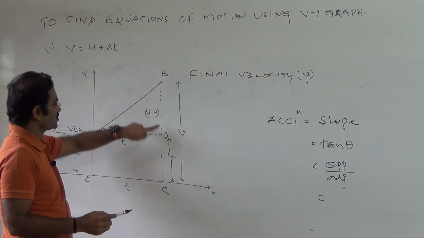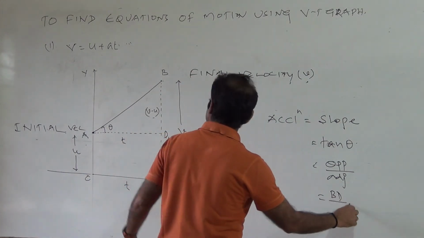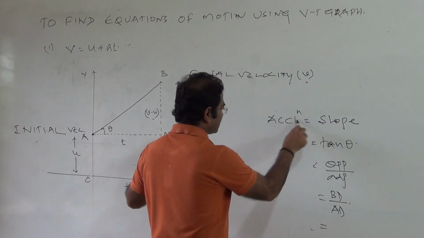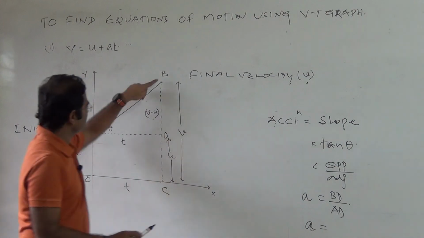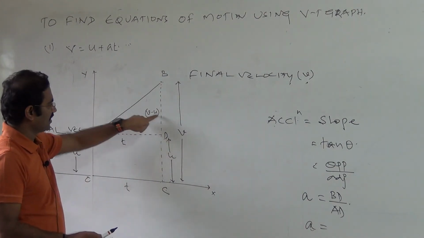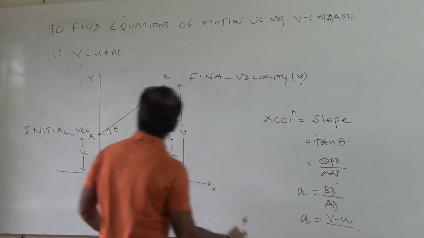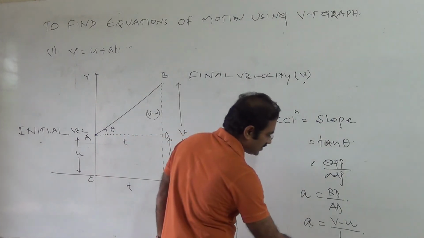Opposite side is how much? BD. Adjacent side is how much? AD. Acceleration is denoted by the letter A. What is the value of BD? The value of BD is equal to V minus U. What is the value of AD? AD value is equal to T.